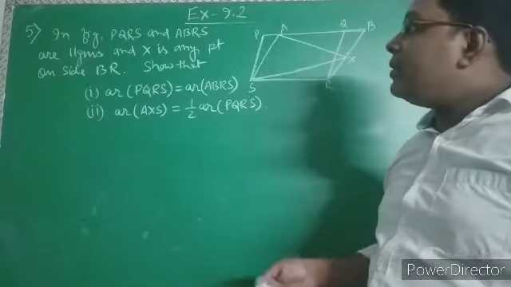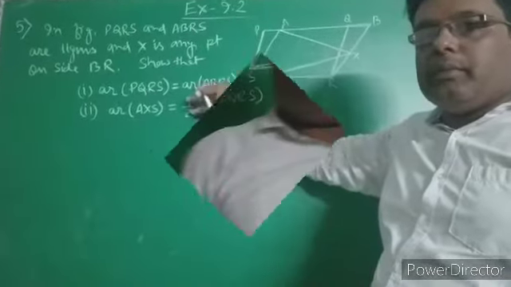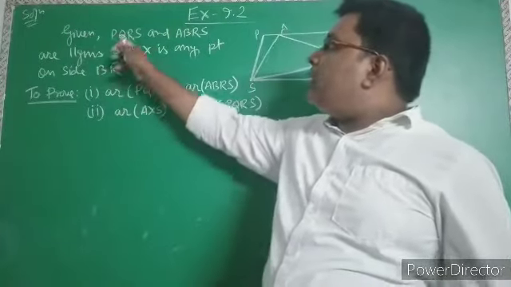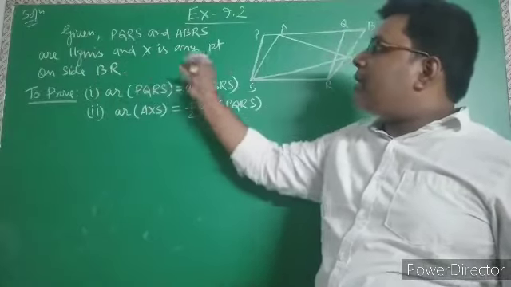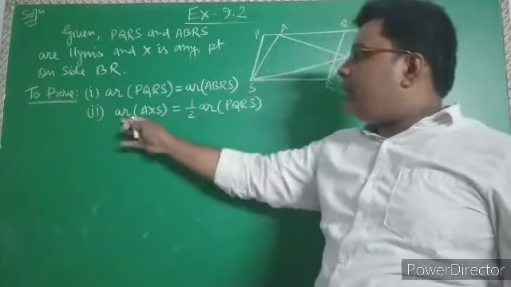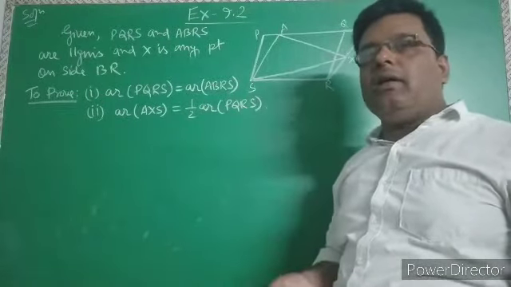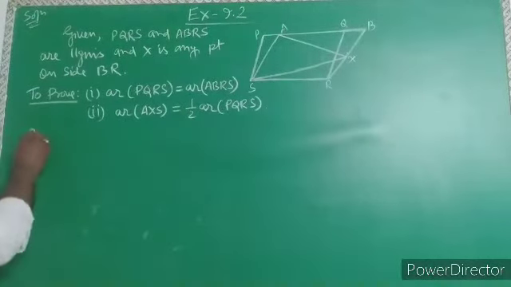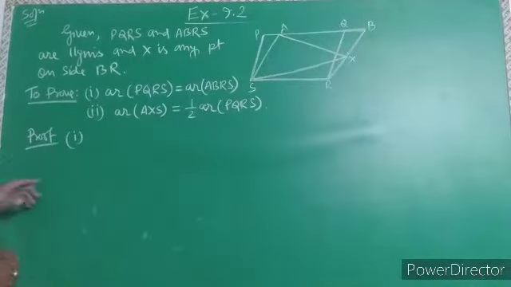So first, the given part and the to-prove part are the same as the question. Given: PQRS and ABRS are parallelograms and X is any point on the side BR. To prove: area of AXS is half of area of PQRS. Now we will write the proof part. Proof, first 1.